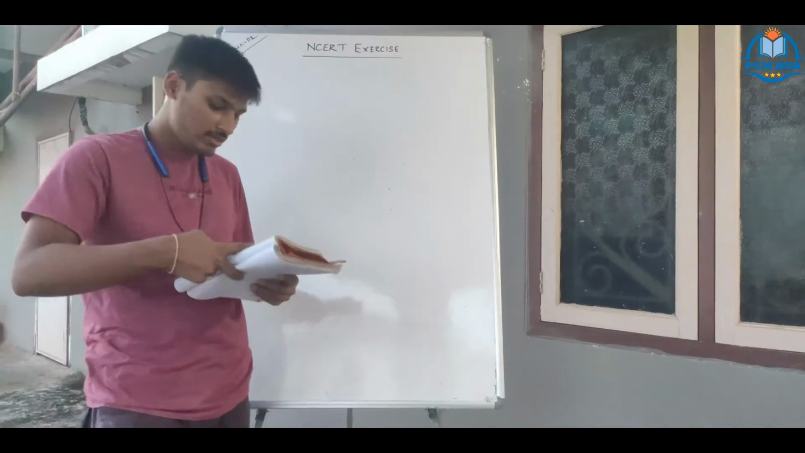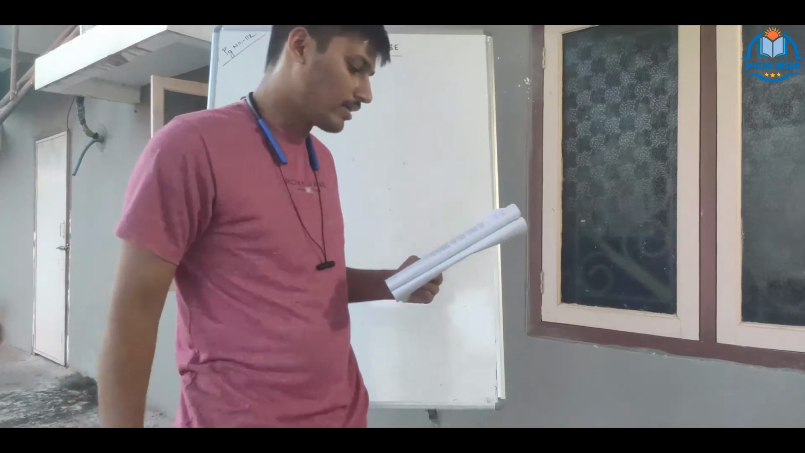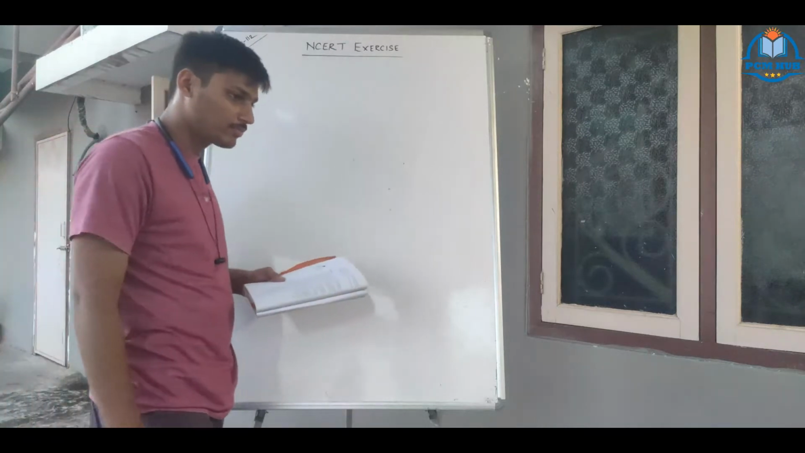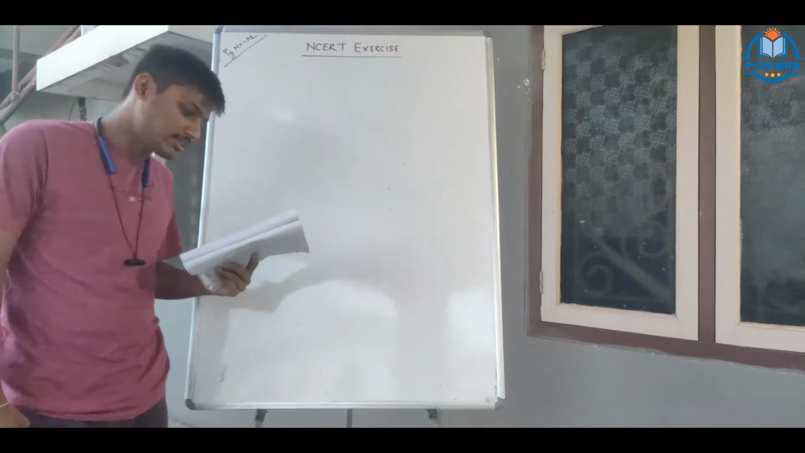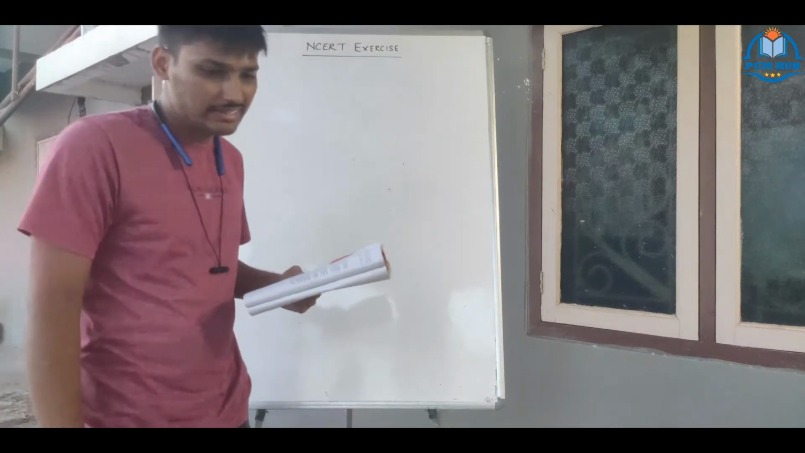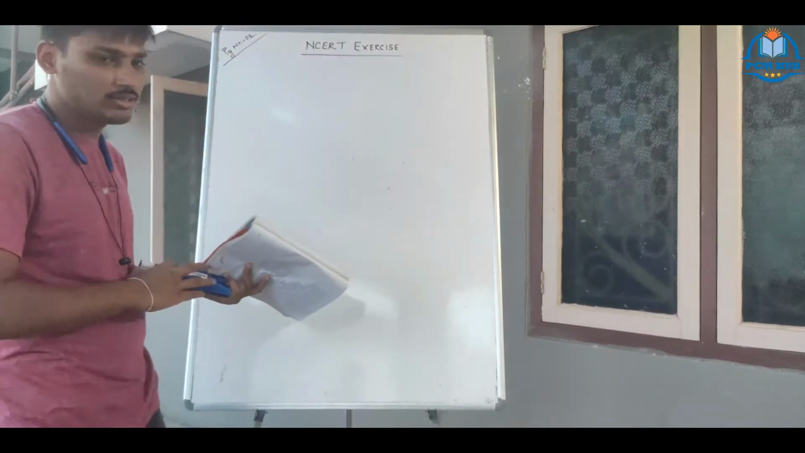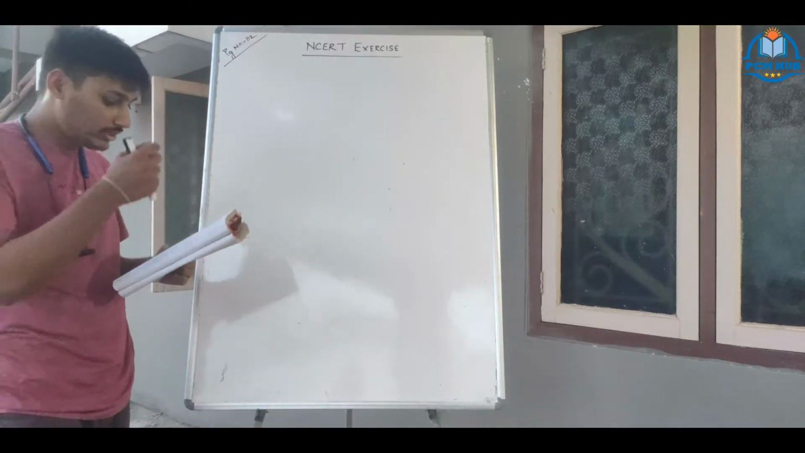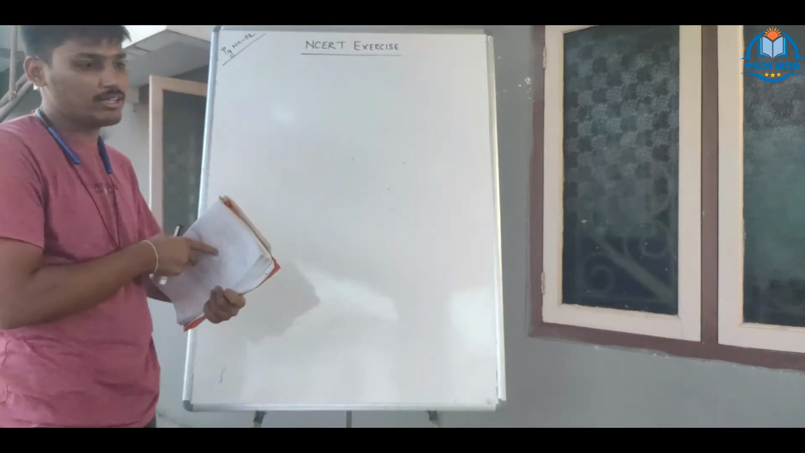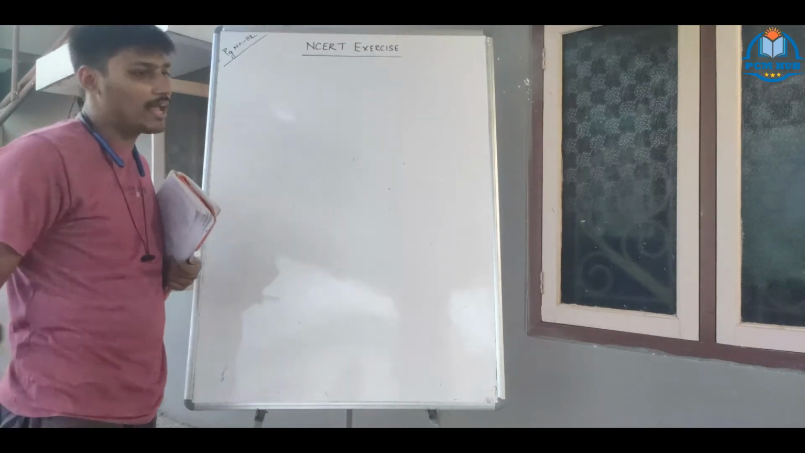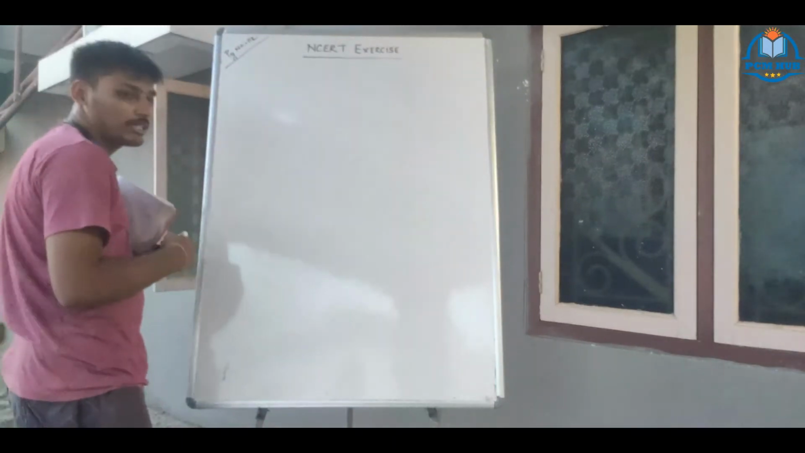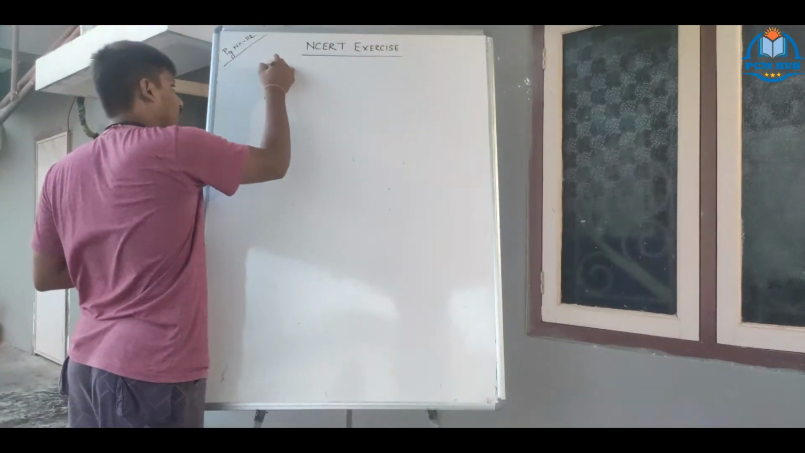So the first question is: an athlete completes one round of a circular track of diameter 200 meters in 40 seconds. What will be the distance covered and the displacement at the end of 2 minutes 20 seconds? So you need to find the distance and displacement at the end of 2 minutes 20 seconds. Some time is given, and in that time a certain distance will be traveled by the body. Because it is a circular path, the path traced by the body is a circular one.